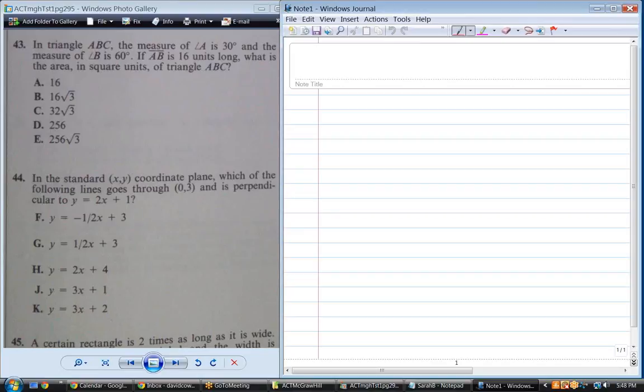Sorry, quick question. Do you have scratch rooms on the ACT? I'm not sure. I'm sure that they either give you scratch room or let you bring paper and pencil. Are you taking the SAT or?